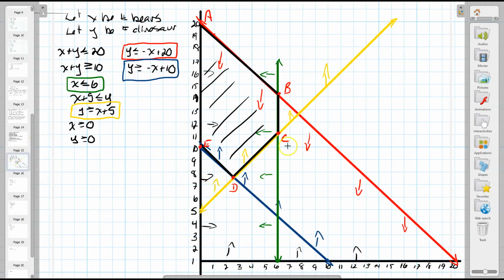Vertex D is the intersection of the blue line and the yellow line. So y greater than or equal to negative x plus 10 and y greater than or equal to x plus 5.